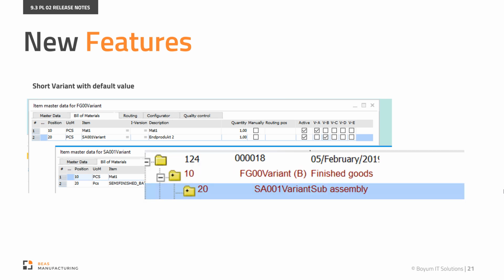In the item master data bill of materials list screen, we now enable a field to allow the definition of the default value for the variant. Accordingly, the same subassembly can apply a different variant depending on the bill of materials that contains it.